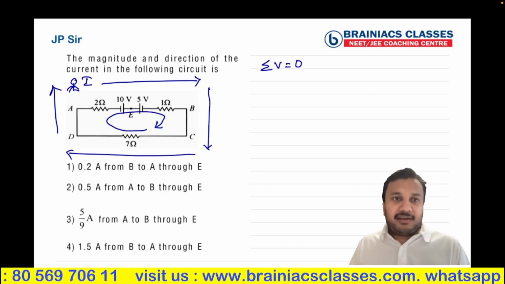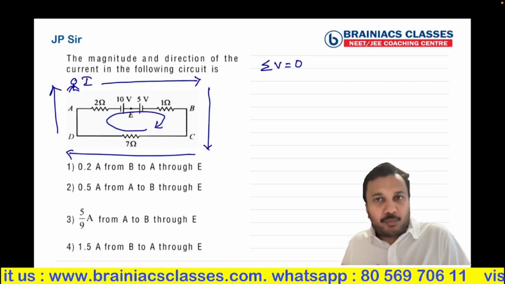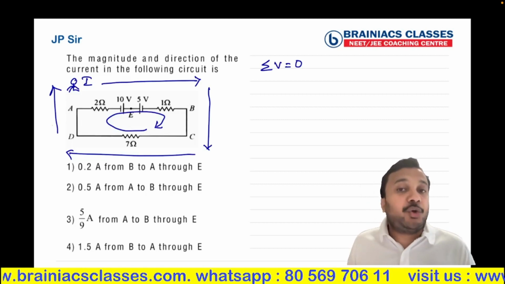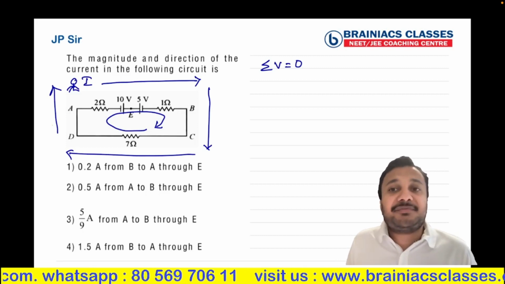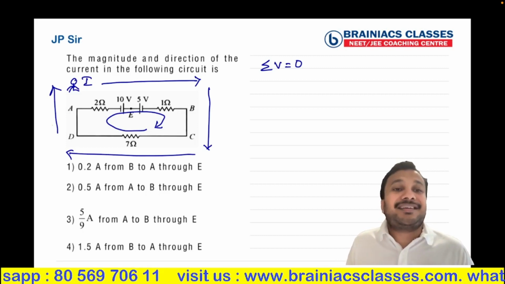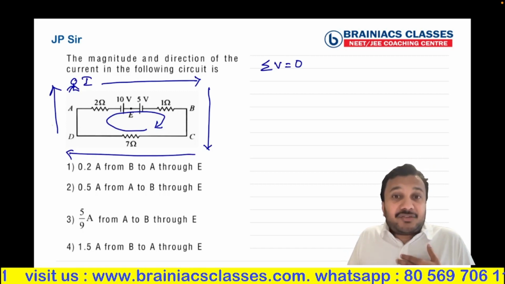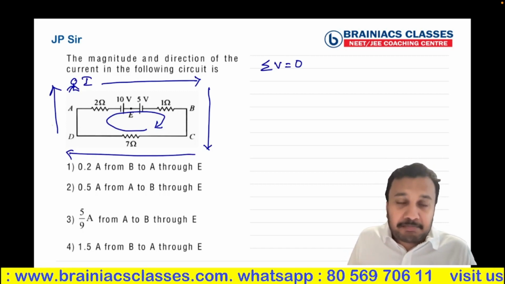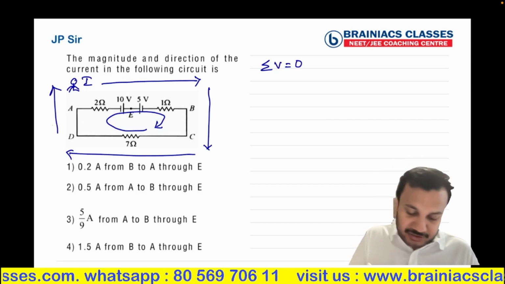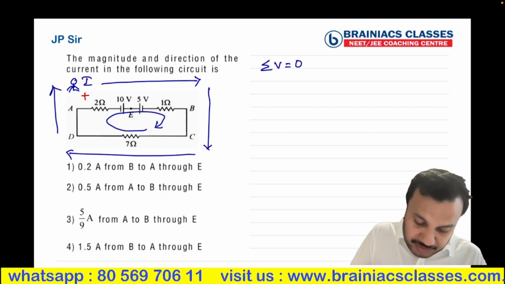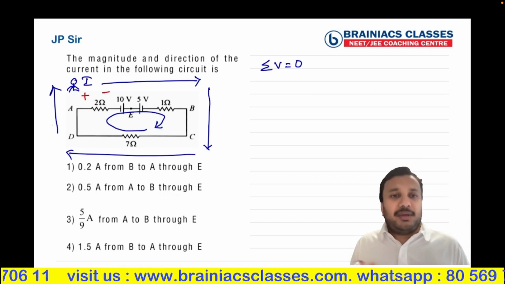First I am starting from A, then I am moving to the 2 ohm, 10 volt, 5 volt, 1 ohm, then 7 ohm and then back to A. So if you are going from A, first you see the first element, the resistor, 2 ohm. Current always flows from higher potential to lower potential, which means this point is always positive and this point is negative. You can assume it either way.